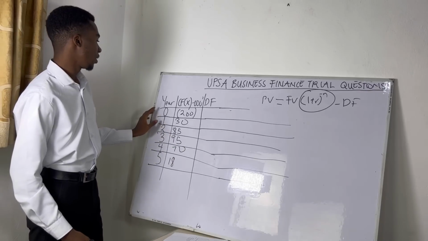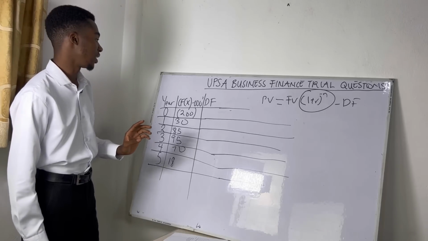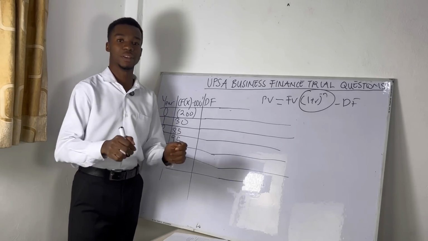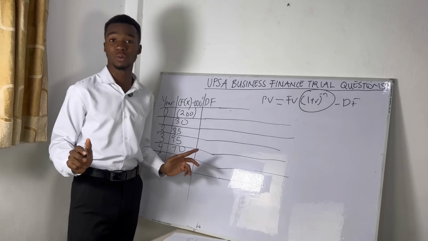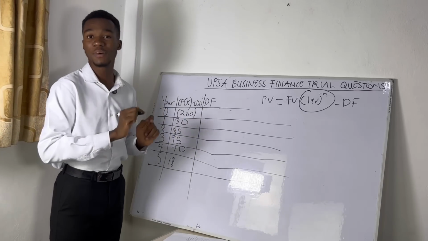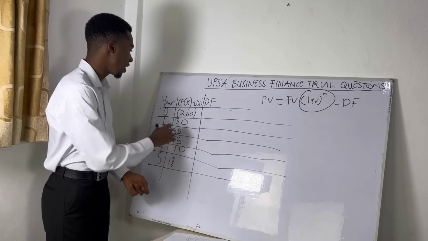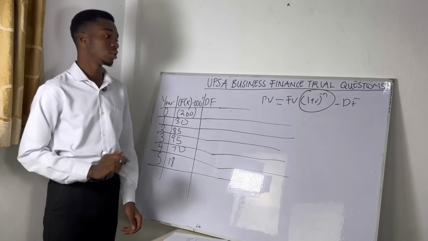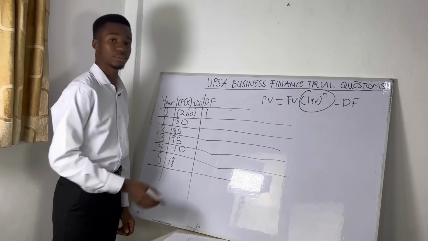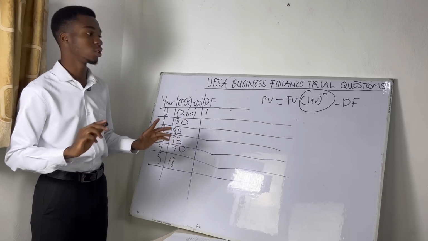Anytime you see year 0 in investment appraisal or capital budgeting, it means that's the money that was invested. So this 200 is not part of the cash flow. This 200 is invested now. What that means is that this 200 is the only value that is in present value. The rest are all future values, but we are now investing it. So this one is present. So the discount factor is going to be 1, so that when you multiply 200 by 1, you are going to get the same 200. It's not supposed to be changed.